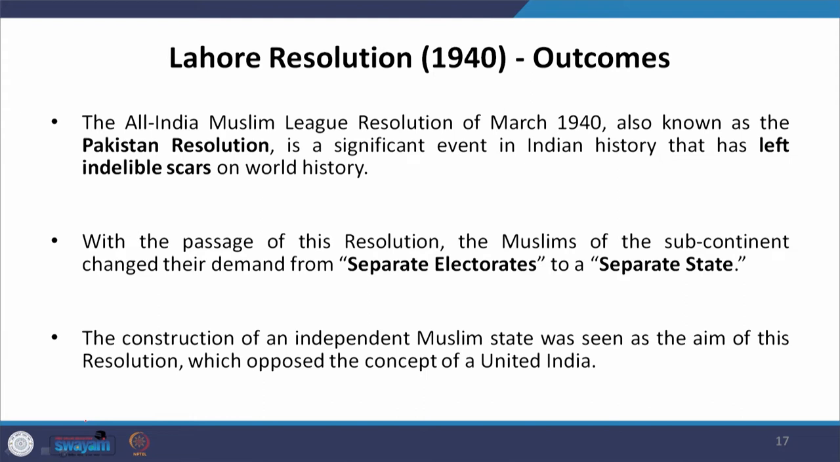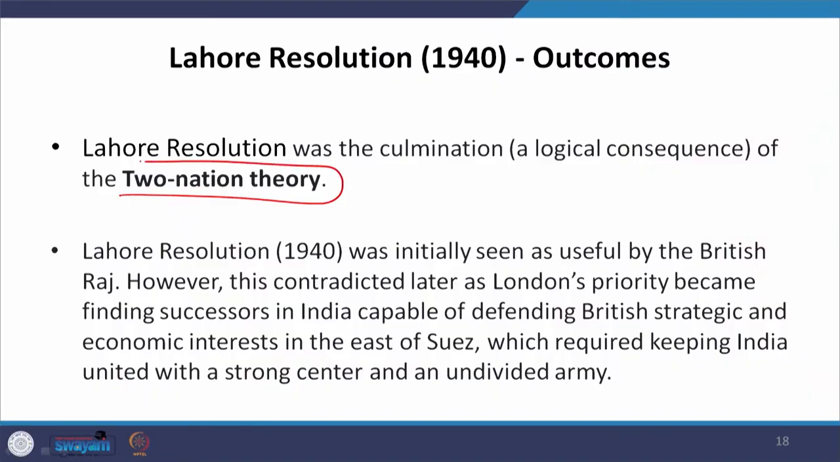So, what are the results of the Lahore Resolution? The All India Muslim League Resolution of March 1940, also known as the Pakistan Resolution, becomes a significant turning point, a new milestone and a new event in Indian history that has left indelible scars on world history. With the passage of this resolution, the Muslims of the subcontinent changed their demand from separate electorate to a separate state altogether. The construction of an independent Muslim state was seen as the aim of this resolution, which was opposed to the concept of a united India. So, the Lahore Resolution was the culmination and the logical consequence of the two nation theory.